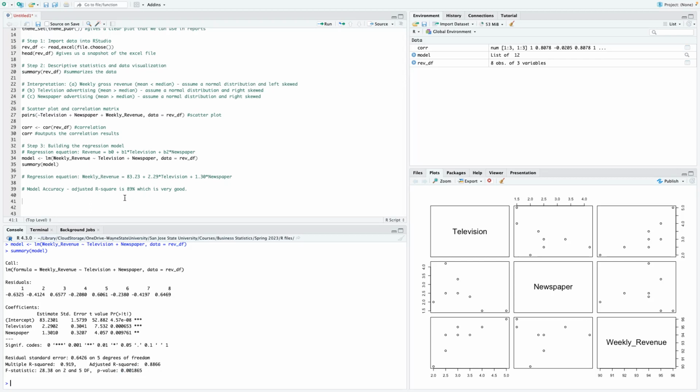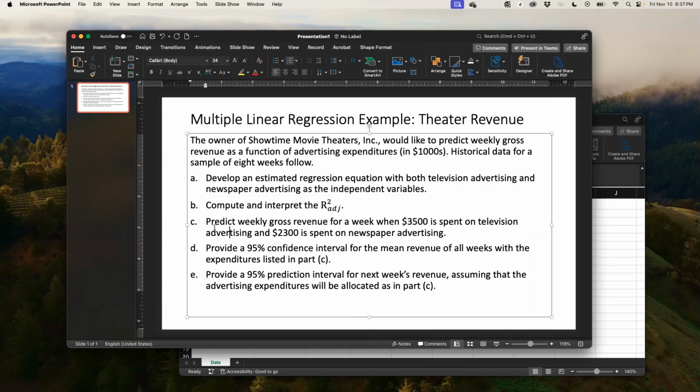All right, so we're officially done with step 3, which is building the regression model. We have the regression model created. We've looked at the model accuracy. We've also looked at how to check if your model is statistically significant. Now we can go on to the next step, which is to try to predict the weekly gross revenue.